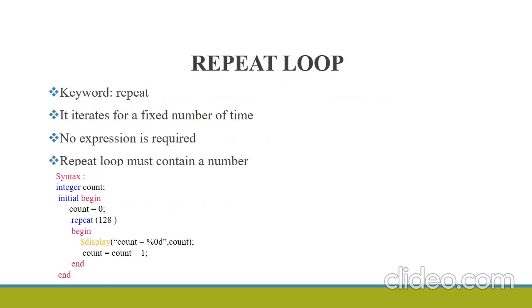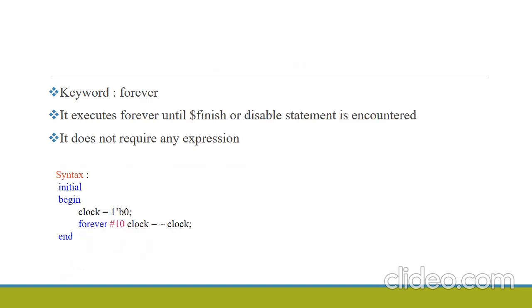Repeat loop. The keyword is repeat. It iterates for a fixed number of times. If we want to run our program two times and we mention repeat two, it will run two times. No expression is required. A repeat loop must contain a number. Obviously we need a number. Keyword forever. It executes forever until we mention dollar finish or a disable statement, because until then it won't finish. It is an infinite loop. It does not require any expression as always.